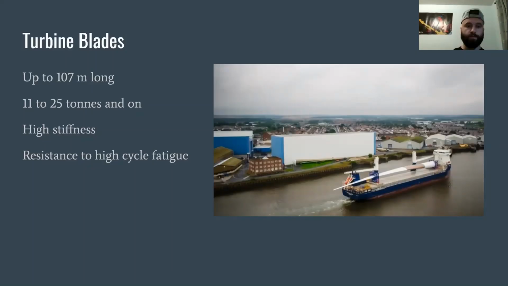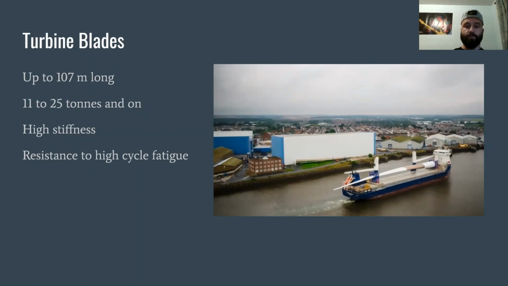The purpose of the blades is to convert the linear motion of the wind to the rotating motion of an axle. The blades are typically 25 to 70 meters long, with the longest manufactured to date being 107 meters. They typically weigh 11 to 25 tons and upwards.